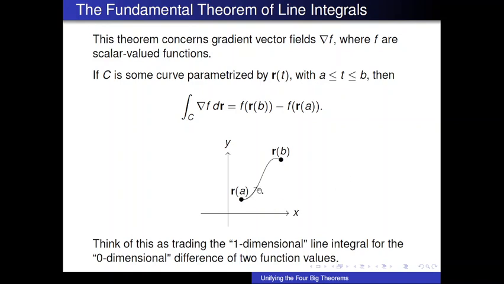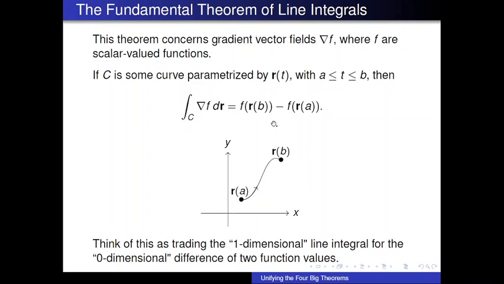And so here's just a little picture to illustrate what a curve maybe in the plane might look like. So you would just take the function value at r of b and the function value f of r of a and just take their difference. And so whatever is the curve that's going between r of a and r of b is actually irrelevant, because the line integral depends only on the function values at the endpoints.